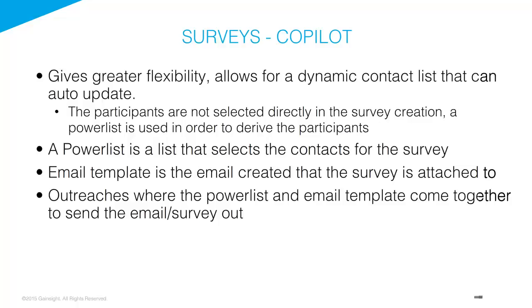Why? As we've seen already in Copilot, we can use power lists such that participants are not selected directly in the survey creation process, yet derived from certain criteria. Then, within Copilot, the email template we use includes the survey as an attachment. Outreaches are then created using the power list and the email template to send the survey out. So think of the opportunity in this case. You could, for example, have a survey set up to be distributed automatically based on particular conditions, such as completion of onboarding.